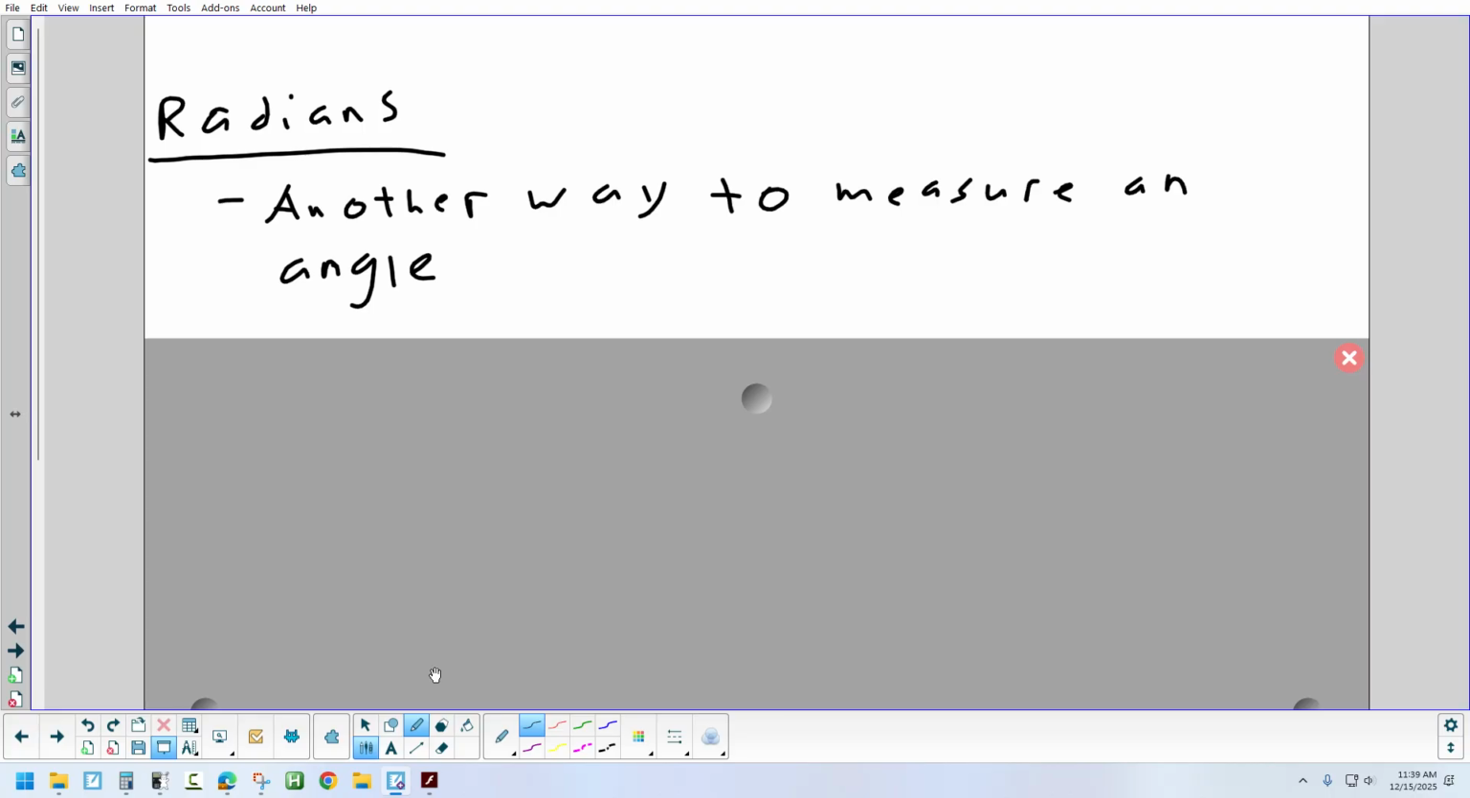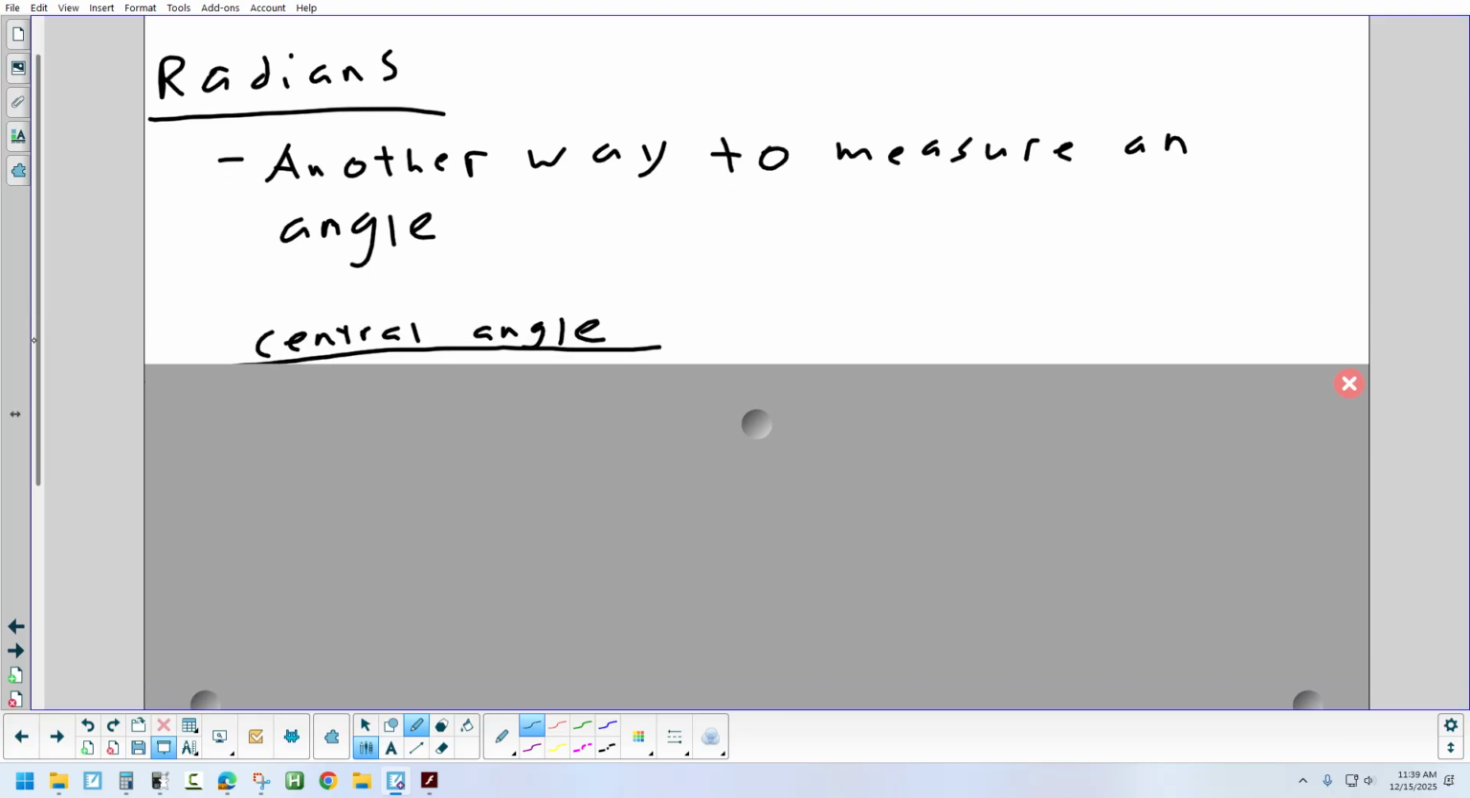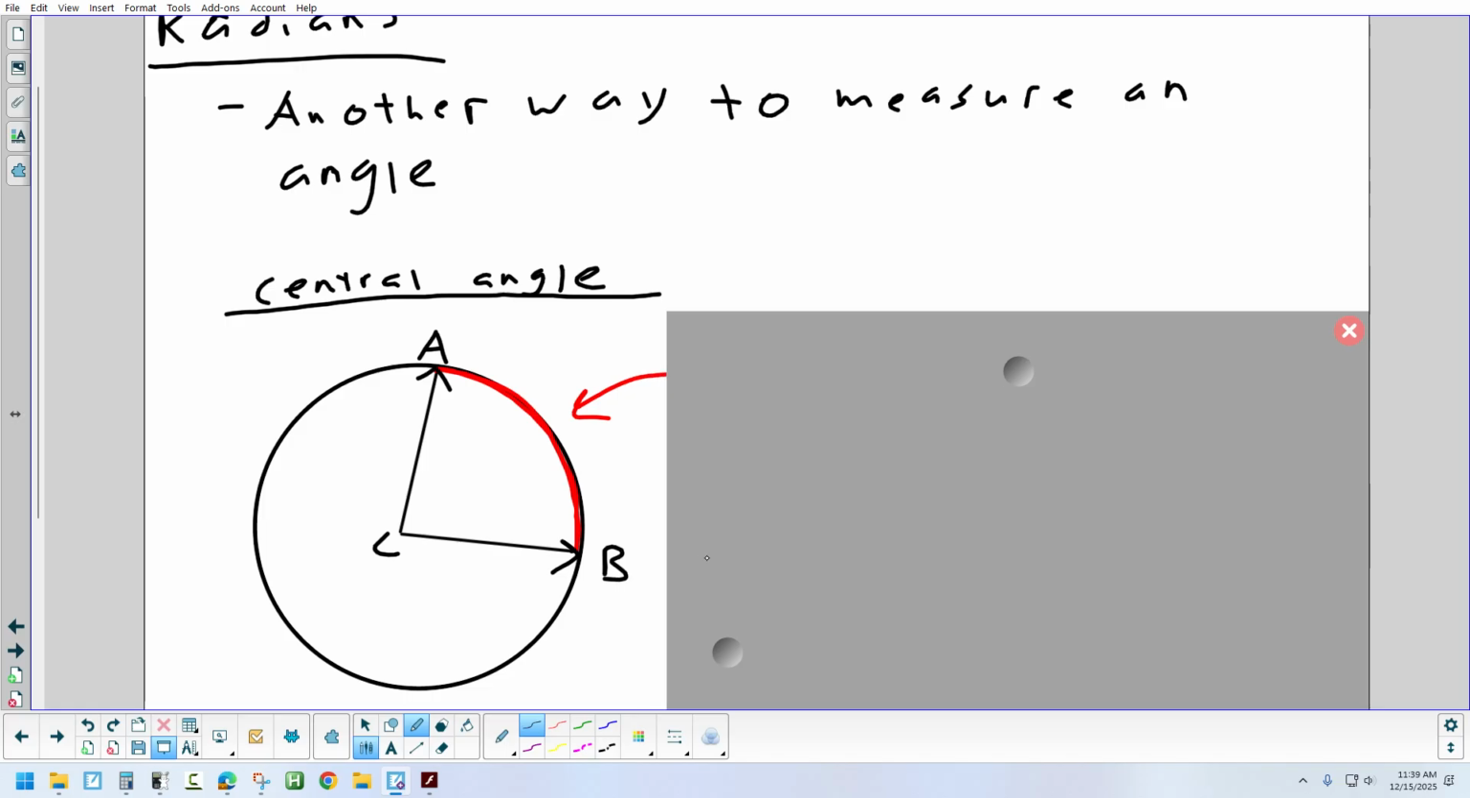So I'm going to use that idea to show you not how to convert between radians and degrees right away, but a picture of what a radian looks like, something you can visualize. So what we're going to do is draw an angle inside of a circle.